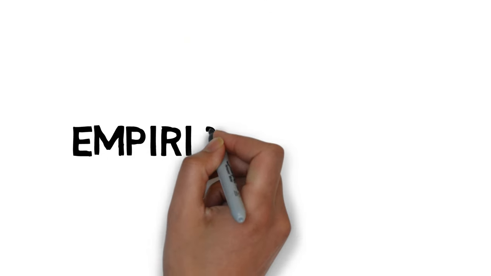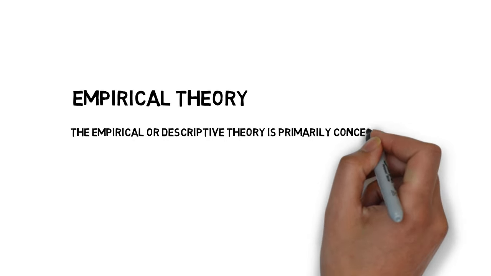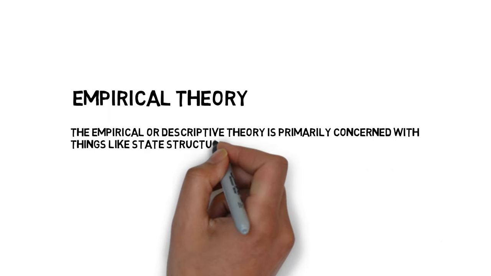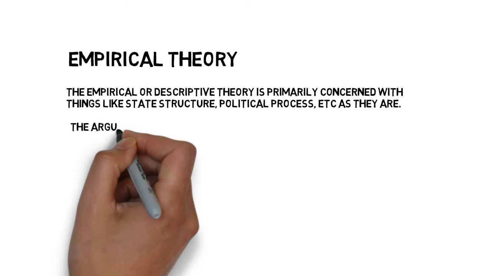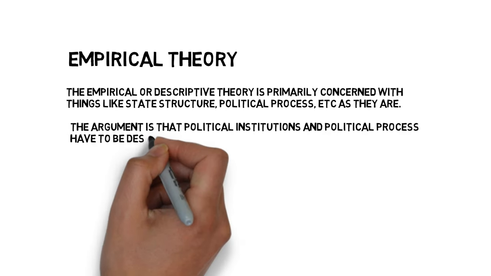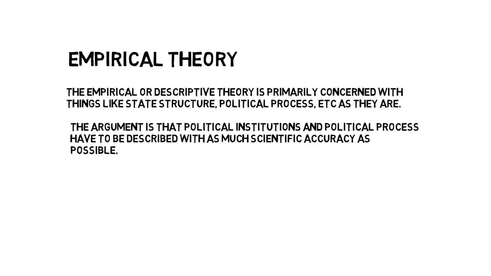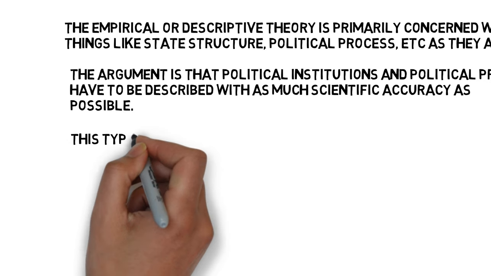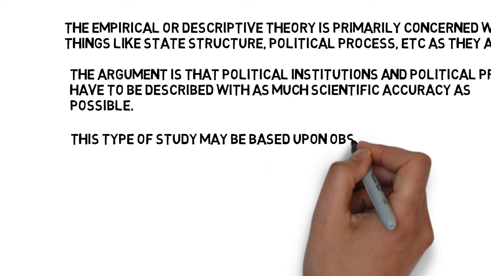Now, let us talk about empirical theory. The empirical or descriptive theory is primarily concerned with things like state structure, political process, etc. as they are. The argument is that political institutions and political processes have to be described with as much scientific accuracy as possible. And this type of study may be based upon observation.